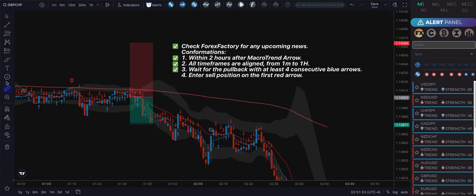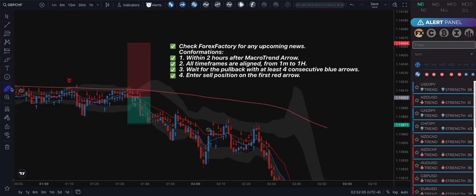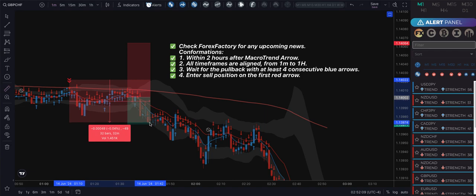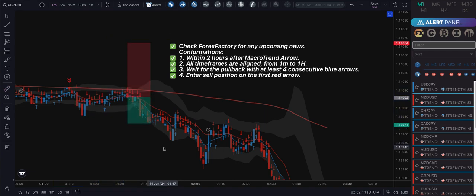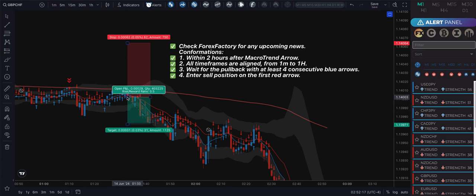So that is how simple that is. That is how simple it is to find an A plus quality setup. From the macro to the trade until it plays out, it's about 32 minutes. So after 32 minutes you are out of this trade with a nice win.